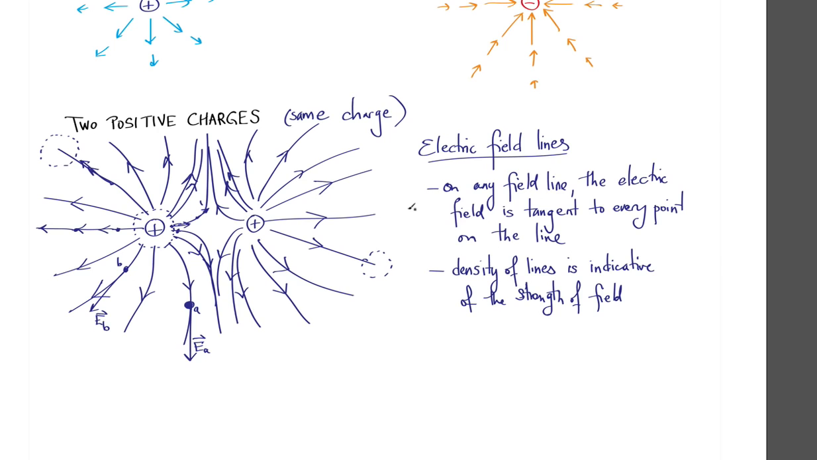So that's how to interpret field lines. On any field line, if we want to figure out the field at a given point, we look tangent to that field line, or you could imagine some adjacent field line, and you just interpolate. And then the density of the lines tells us what the strength of the field is.